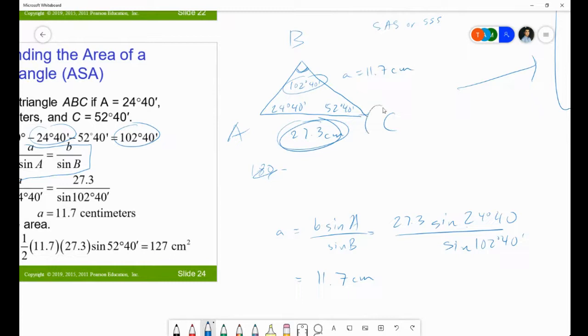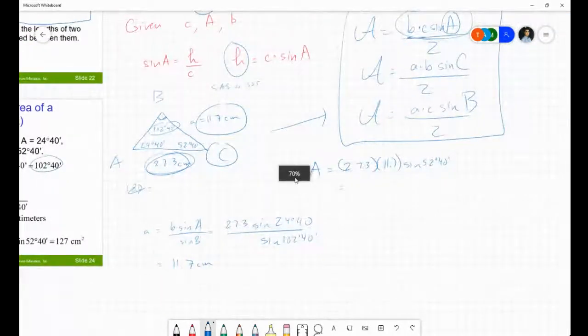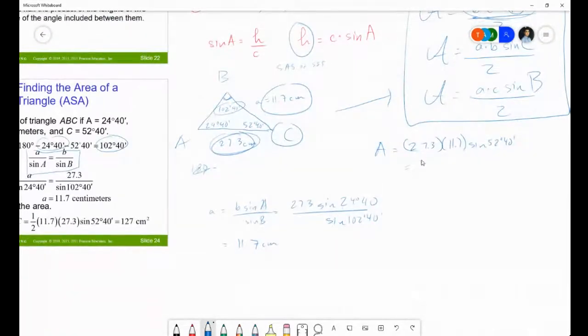All right, now that we have side, angle, side, we can just use our formula. So area is equal to two of the sides multiplied together times the sine of the angle between those two sides, so 52°40'. And see what they got here: 127 centimeters squared. Okay. Oh, don't forget 1/2. I always forget that half.